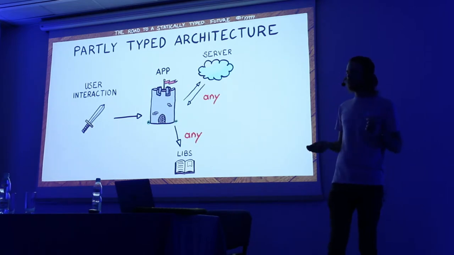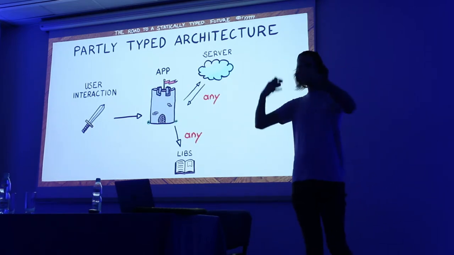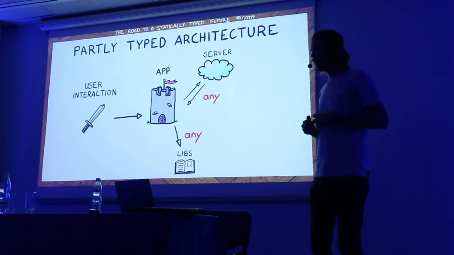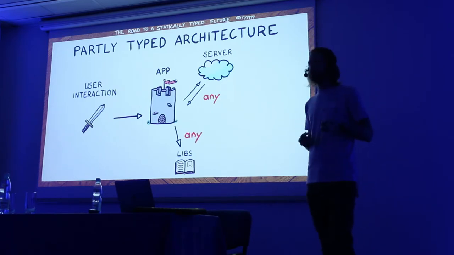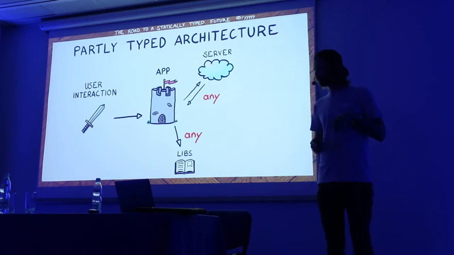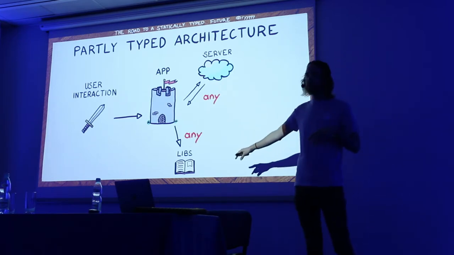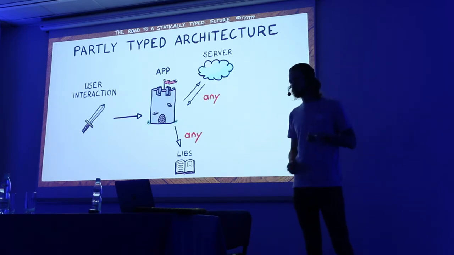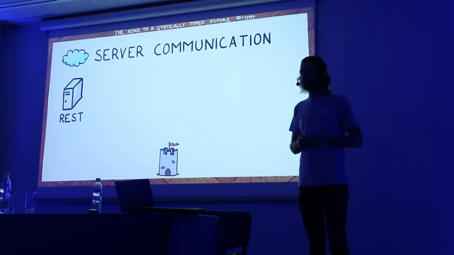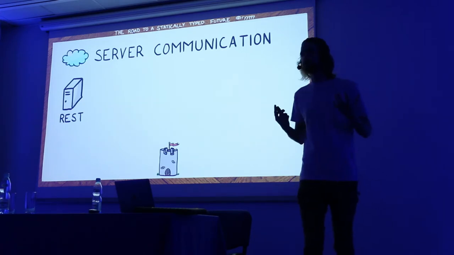So we make a partly typed architecture. We have our fortress in the middle, it's the app, and now we have certain entities which come in and out. And we have even attackers which are our users, and we have our server which delivers our information. Also we have third-party libraries which we interact with. Let's start with the server communication. How can we make this well typed?